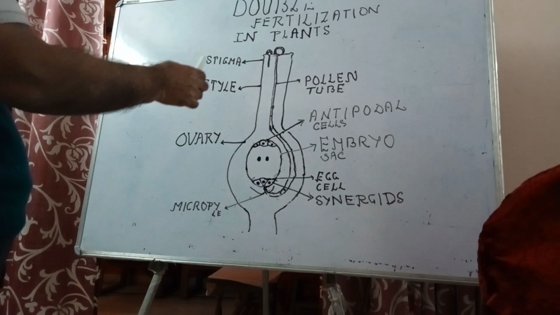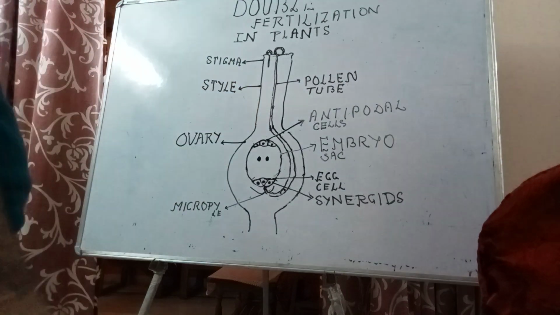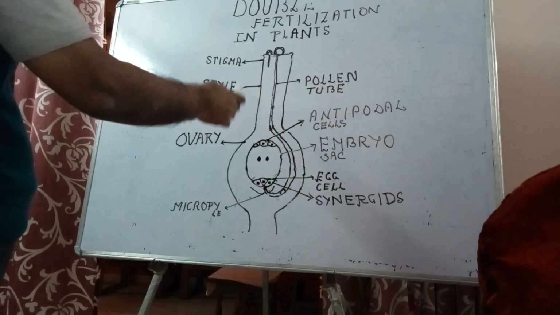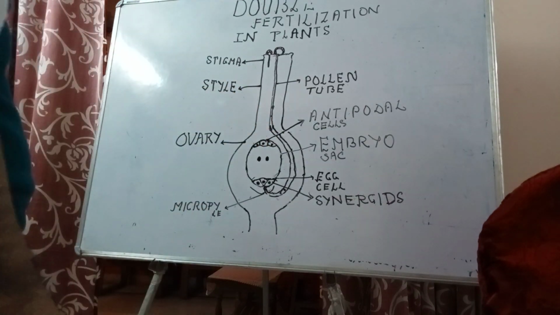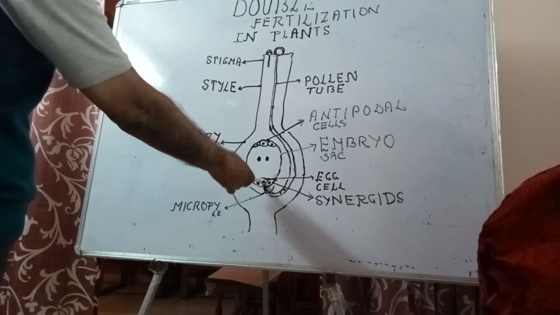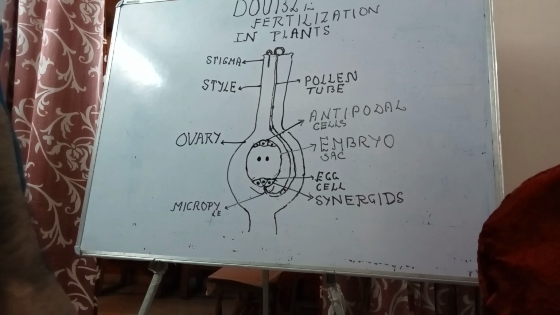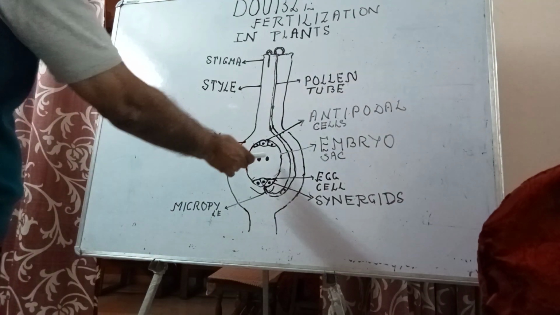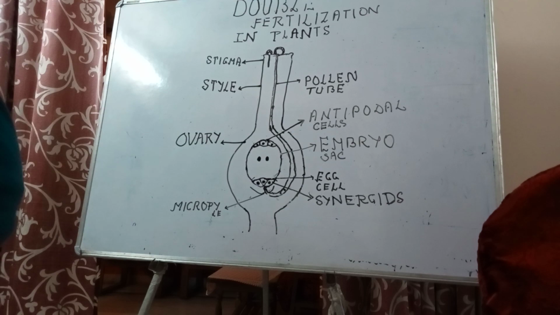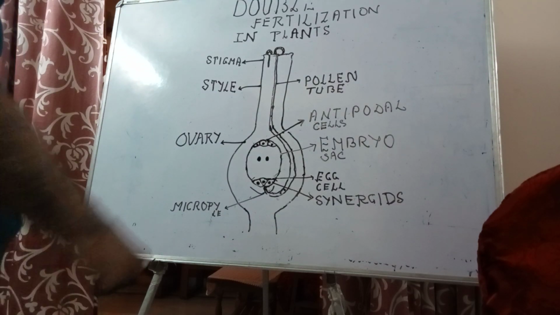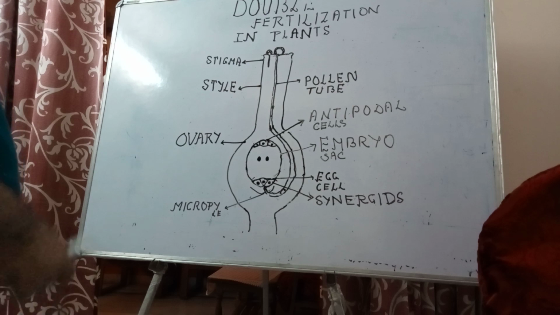But after some time, the male gamete nucleus, or the sperm nucleus, will divide into two nuclei. One nucleus will fuse with the egg cell and form the zygote, and the other will fuse with these two polar nuclei. So fertilization takes place twice, and fusions are there 3 times. After fertilization, this ovule will turn into seed, and the ovary will turn into the fruit. So this is happening here in double fertilization.